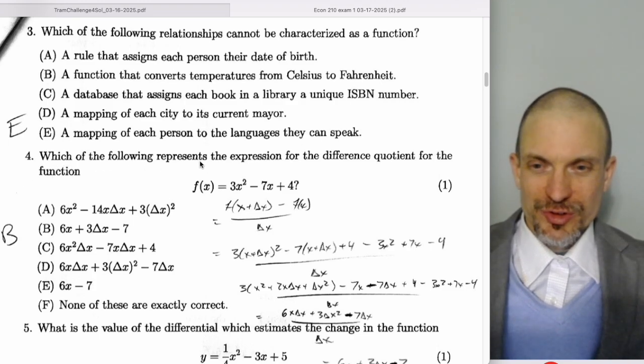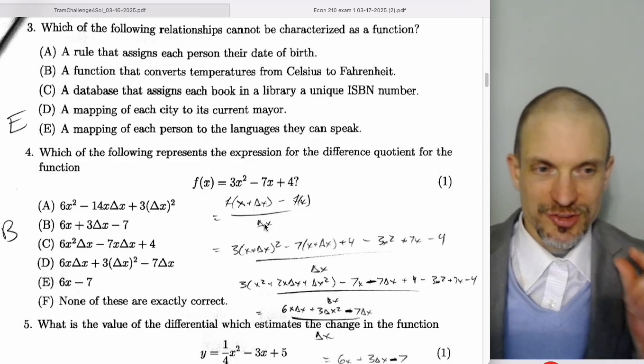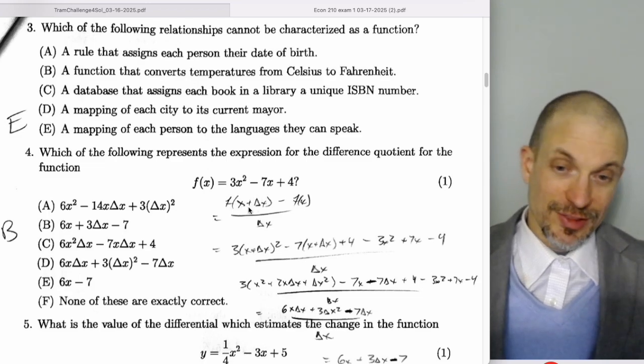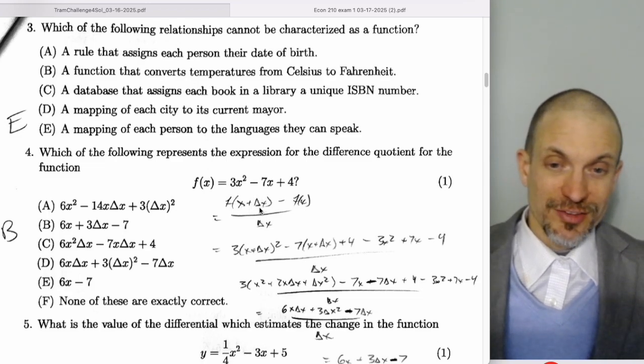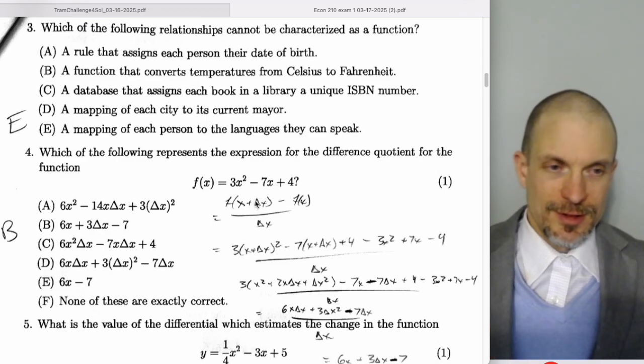Right. So which of the following represents the expression for difference quotient for the following function? So the function is 3x squared minus 7x plus 4. Difference quotient is going to be f of x plus delta x minus f of x divided by delta x, right? So we're just adding a small amount. And then we take the limit to get the derivative as delta x goes to 0. It becomes an infinitesimal change.